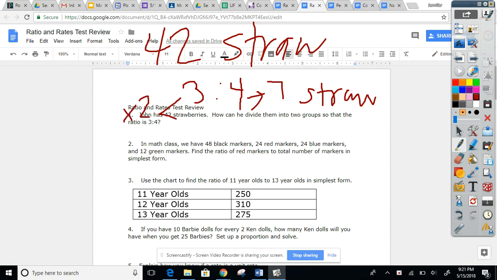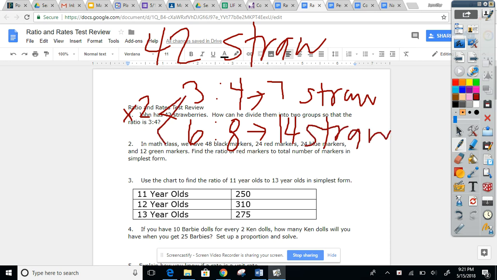3 times 2 is 6. Okay? So if I say 3 times 2, I have to say 4 times 2. 4 times 2 is 8. Okay, let's add them up. 6 plus 8 is 14. And that's going to mean now I have 14 strawberries.